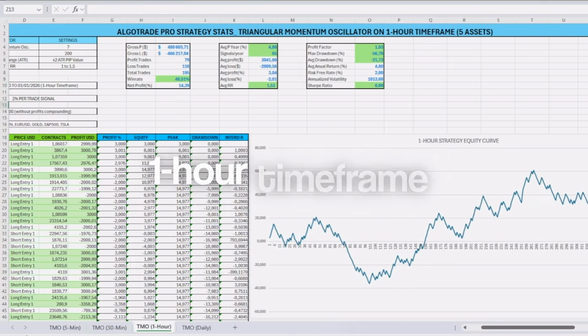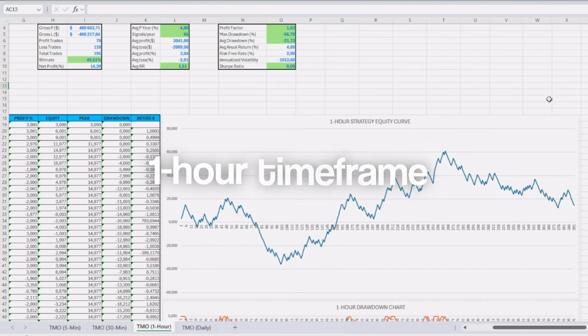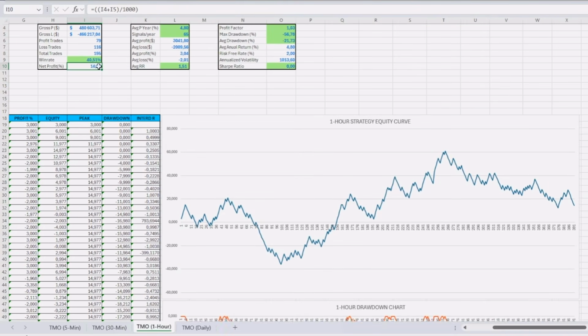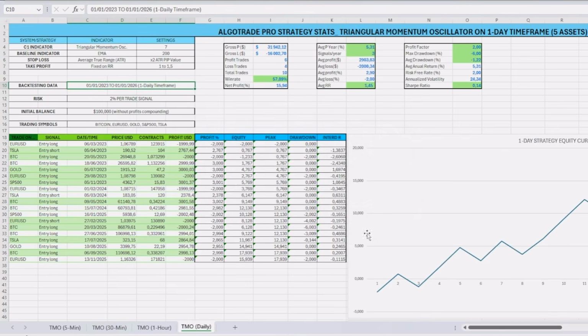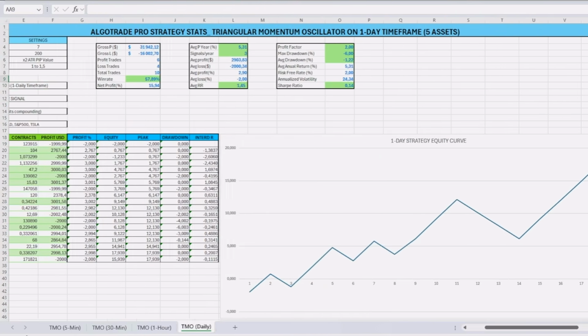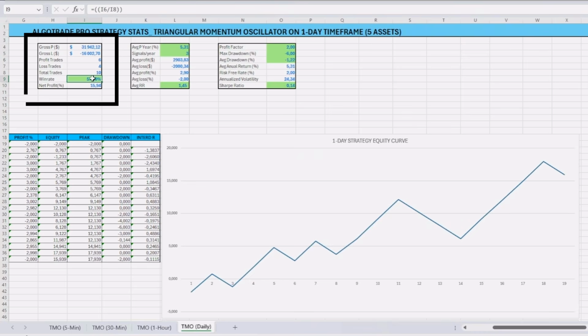Then on the 1-hour time frame, performance flattens again. Still profitable, but the edge becomes weaker. Not bad, just not optimal. And on the daily chart, we get the cleanest results. Higher win rate, low drawdown, and a smooth equity curve. Fewer trades, yes, but better quality.